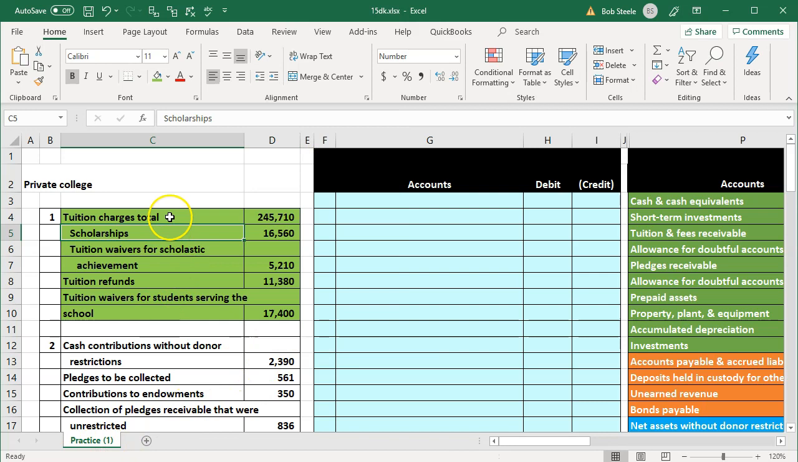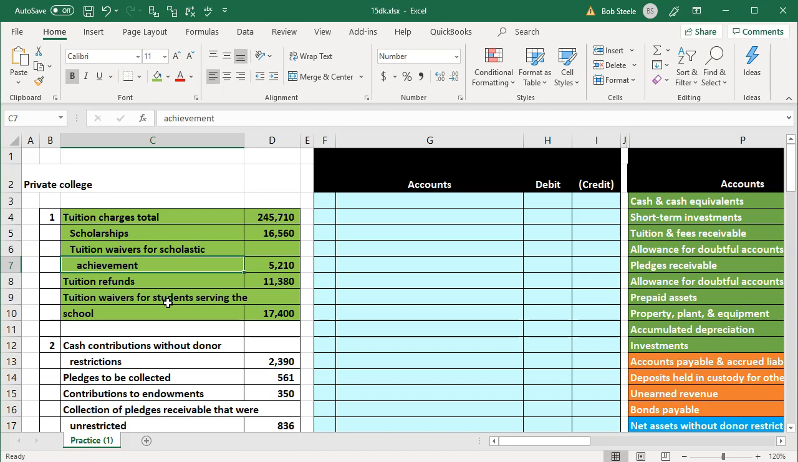Number one says we have the tuition charges total at $245,710. Included in that amount, we have scholarships and we have tuition waivers for scholastic achievement. In other words, waivers of the tuition for certain folks, for a scholarship, so therefore they're not going to be paying us in the future. And as well as the tuition waivers for scholarship achievement, we waived the tuition and therefore we're not going to be getting any money from them as well.